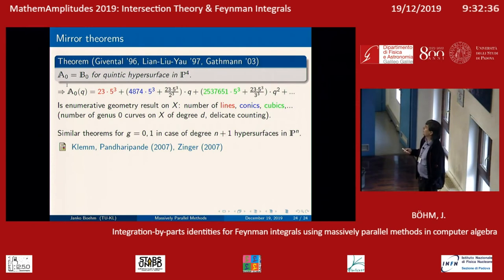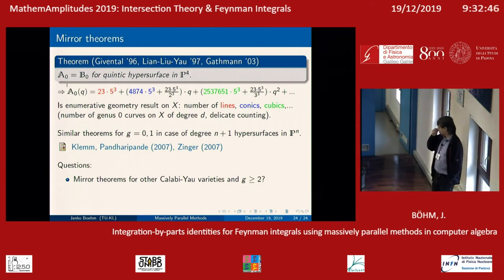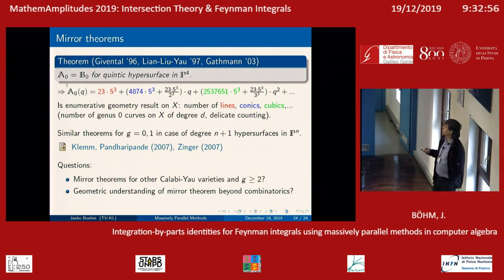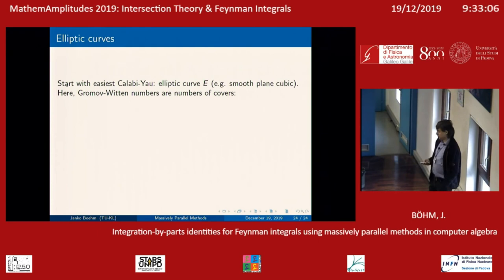And I mean, there are some theorems on higher genus problems. And the question is, of course, can you produce mirror theorems for arbitrary genus? So arbitrary loop order. And can you understand the mirror theorem beyond just the combinatorial identity of numbers? And of course, what are these B-model integrals actually? So we said, okay, we are not so ambitious. So we started out with elliptic curves. This is the easiest Calabi-Yau.